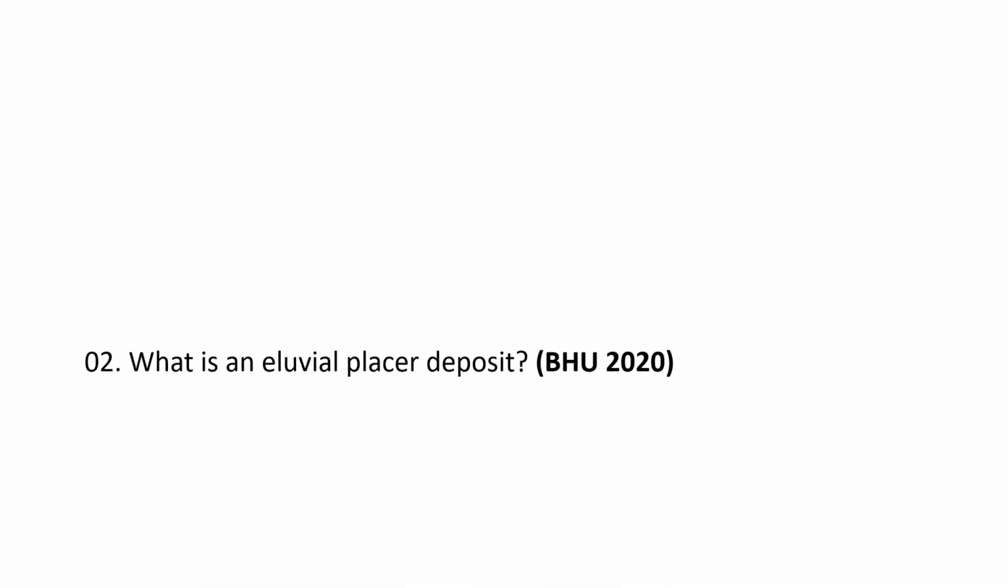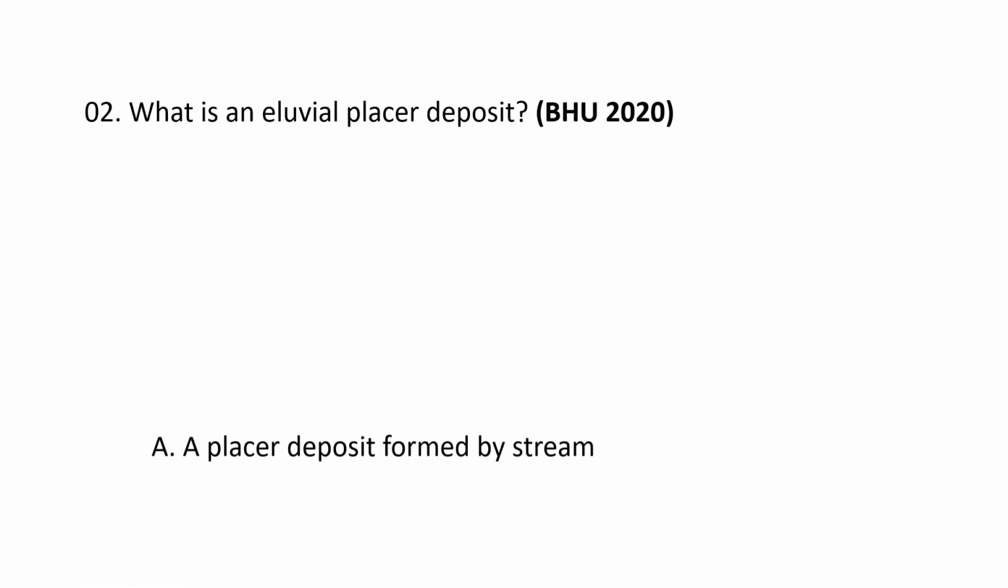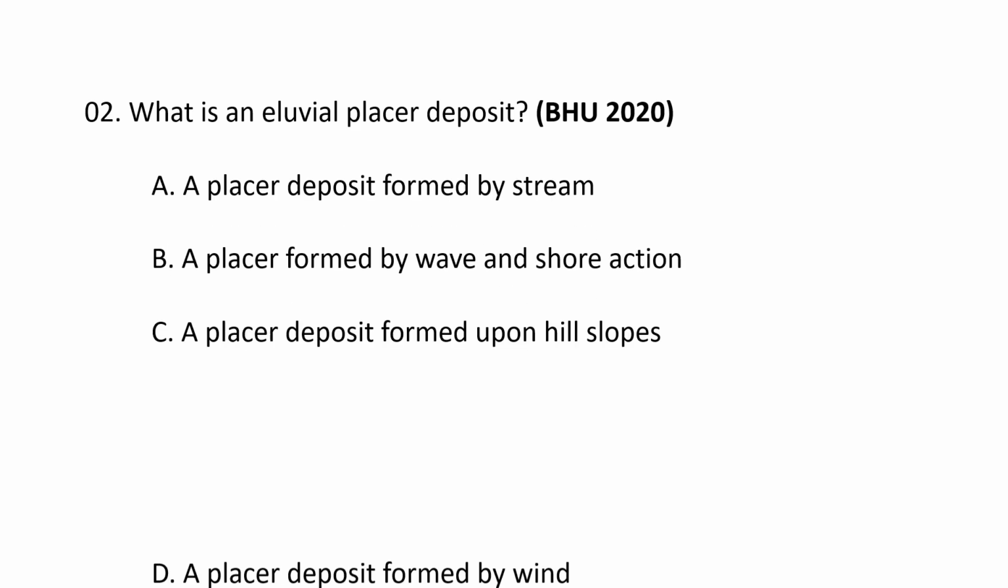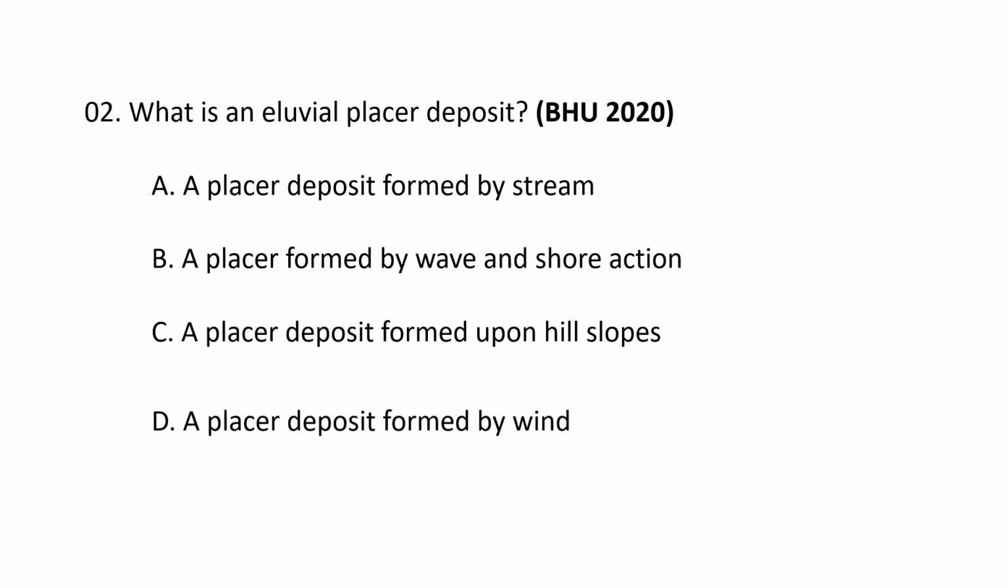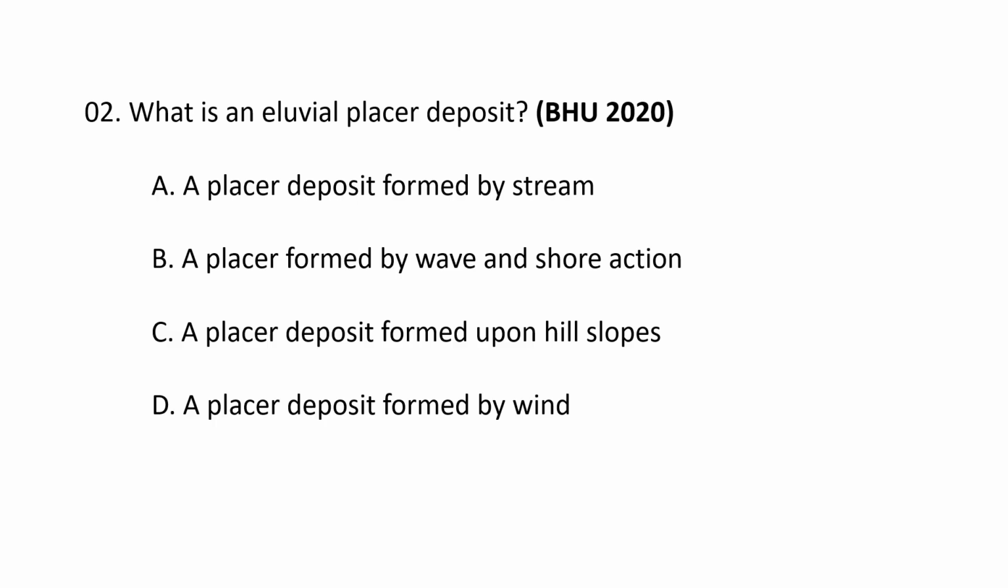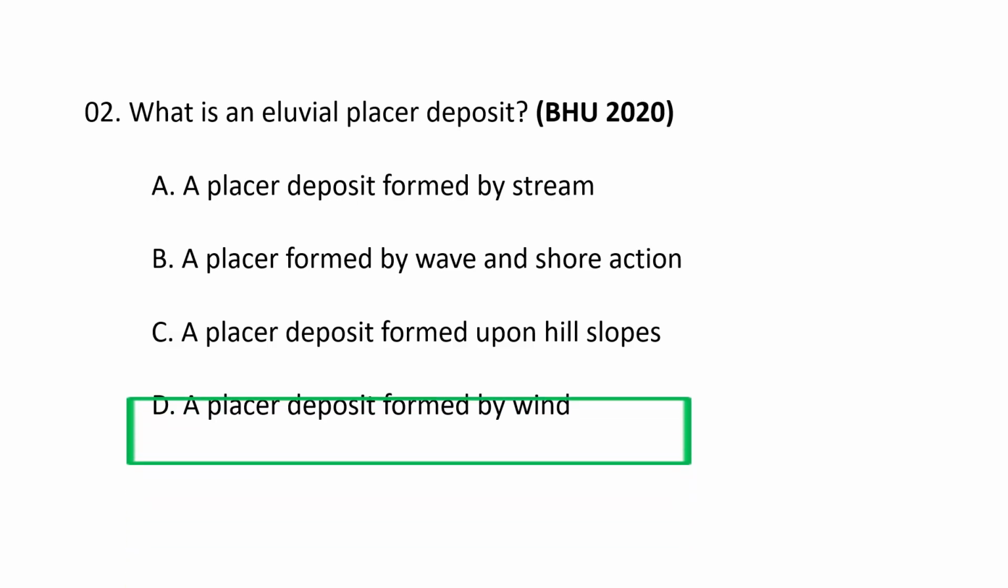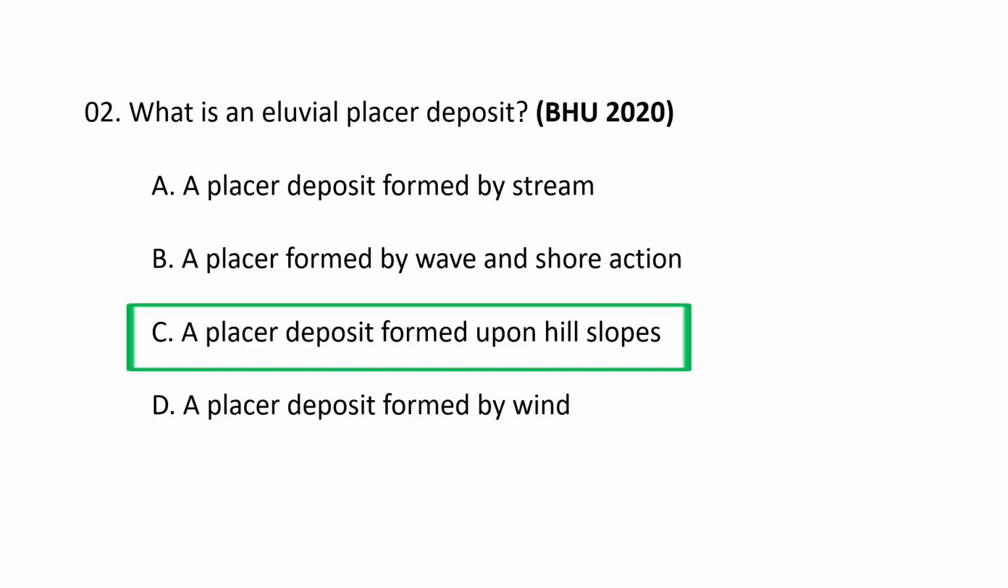Next question. What is an alluvial placer deposit? A. A placer deposit formed by a stream. B. A placer deposit which is formed by wave and shore action. And C. A placer deposit formed upon hill slopes. And D. A placer deposit formed by wind. So the correct option is C. A placer deposit formed upon hill slopes.